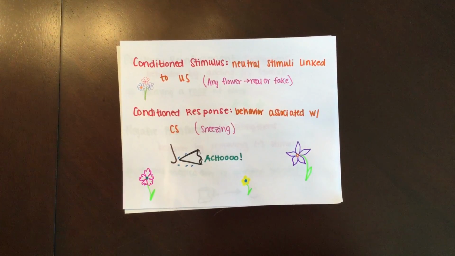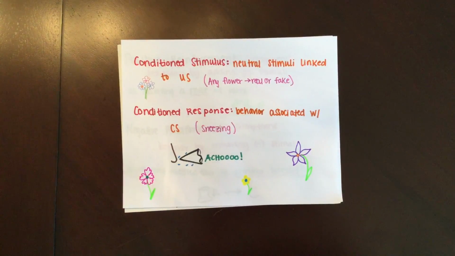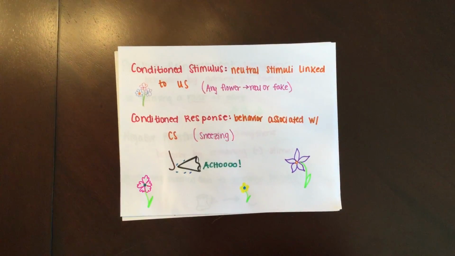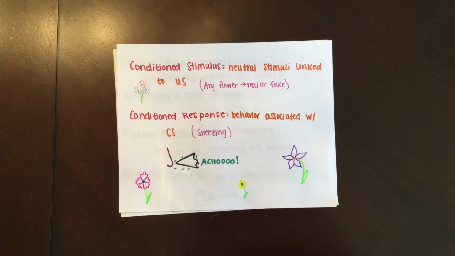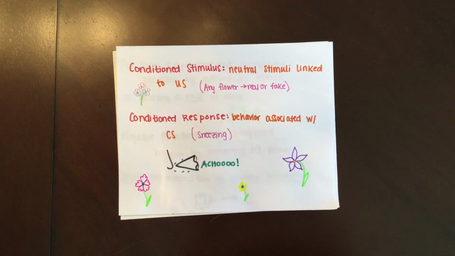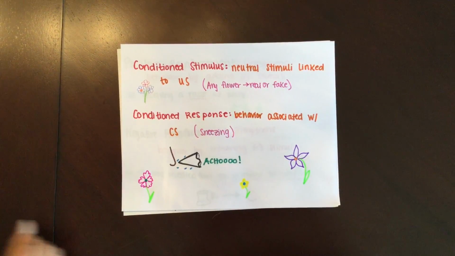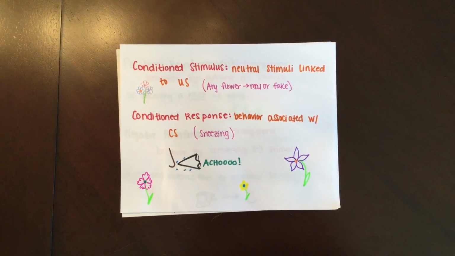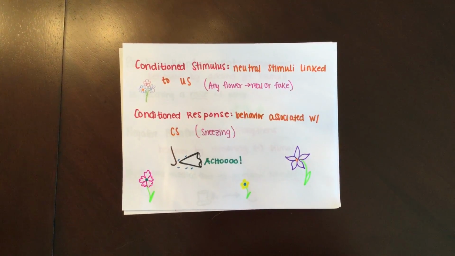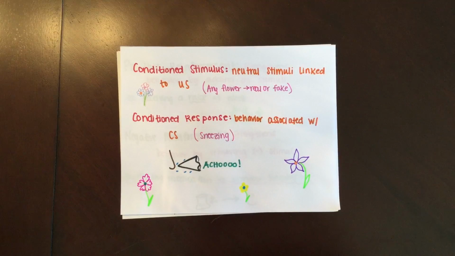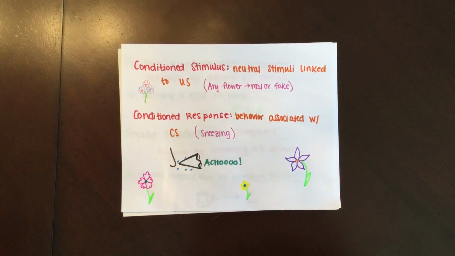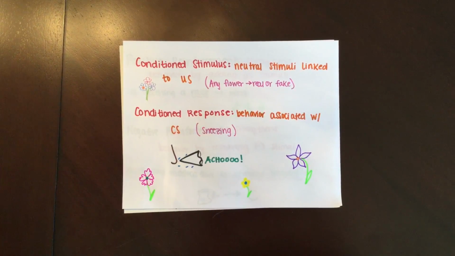The conditioned stimuli is a neutral stimuli which becomes linked to the unconditioned stimuli, which in this case would be any flower you see, whether it's real or fake. The conditioned response is the behavior associated with the conditioned stimuli, which in our example is sneezing, because you become conditioned to react this way due to the pollen from the real flower.